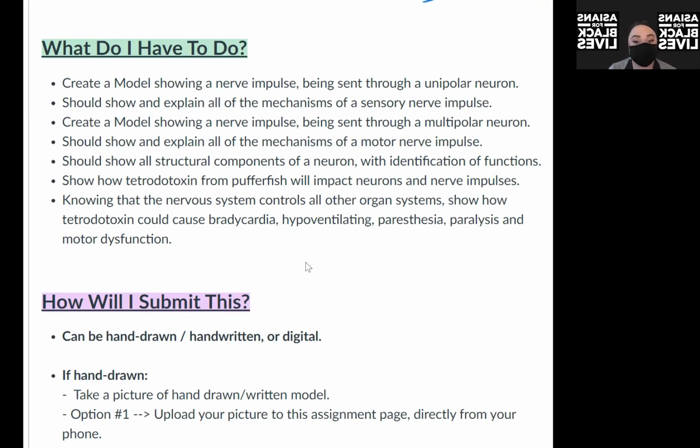And then knowing that the nervous system controls all other organ systems, show how tetrodotoxin could cause bradycardia, which we know is a slowed heart rate, hypoventilating, which we know means a slower breathing rate, paresthesia, which is like a tingling feeling that you get, and paralysis and motor dysfunction when you're unable to move body parts. Okay. So I would look at that list kind of like a checklist you could go through of what has to be shown and explained in your model.